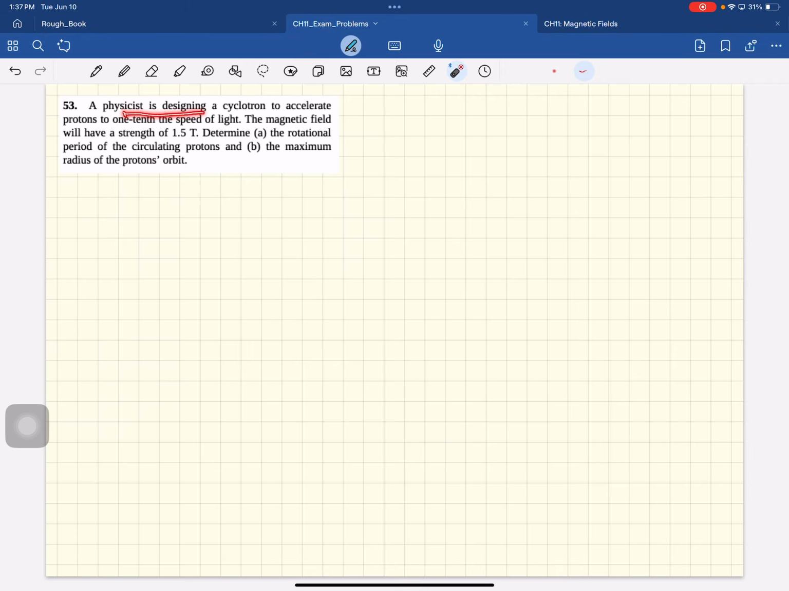So a physicist is designing a cyclotron to accelerate protons to 1/10 the speed of light. What is the speed of light? Pretty fast. 3 times 10 to the 8 meters per second. Good. Okay, so you want to speed it up to 3 times 10 to the 7 meters per second. The magnetic fields will have a strength of 1.5 Tesla. Determine the rotational period of the circular proton and the maximum radius of the proton's orbit.